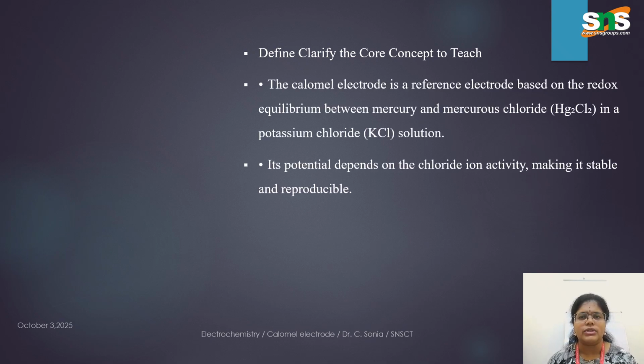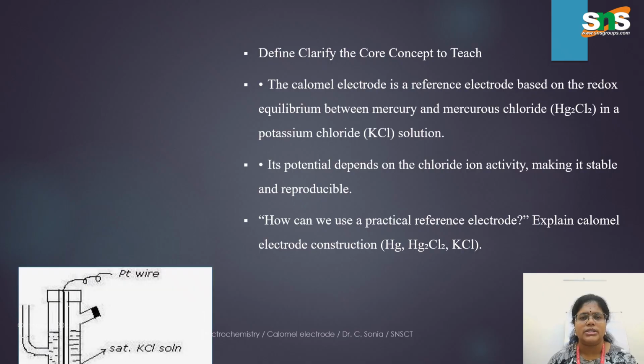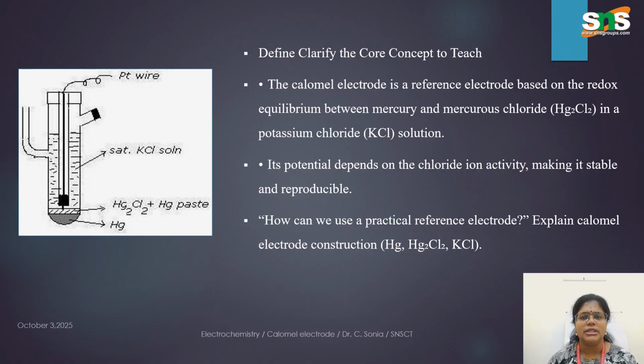The calomel electrode is a reference electrode based on the redox equilibrium between mercury and mercurous chloride in a potassium chloride solution. Its potential depends on the chloride ion activity, making it stable and reproducible. How can we use it as a practical reference electrode? Explain the calomel electrode construction. If you explore deeper into this, you'll find the solution.